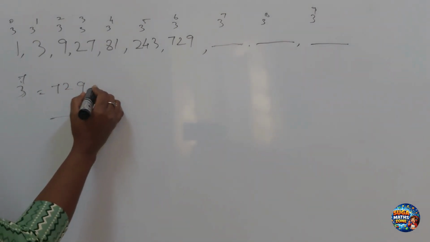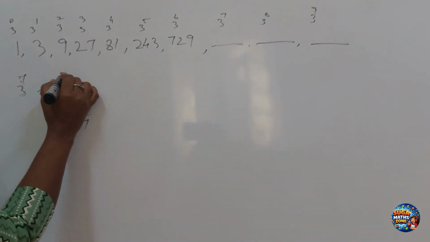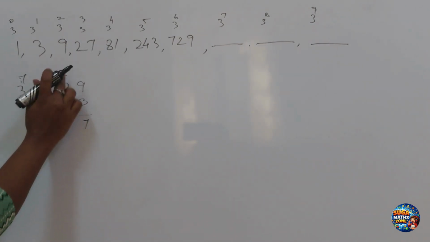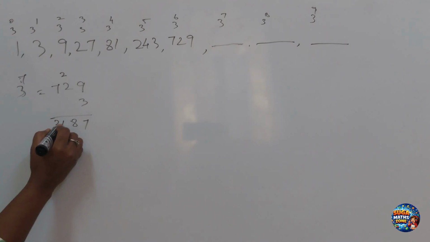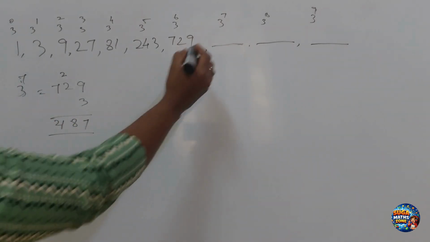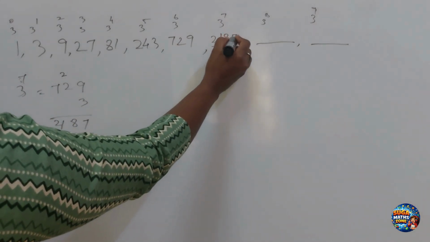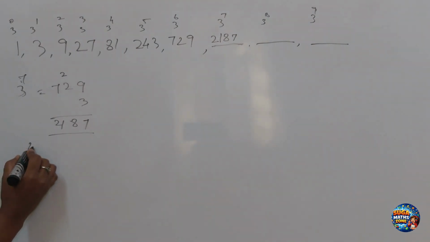9 3s are 27. 7 is here and 2 is remaining. 3 2s are 6. 6 plus 2, 8. And 7 3s are 21. So 3 power 7 is 2187.